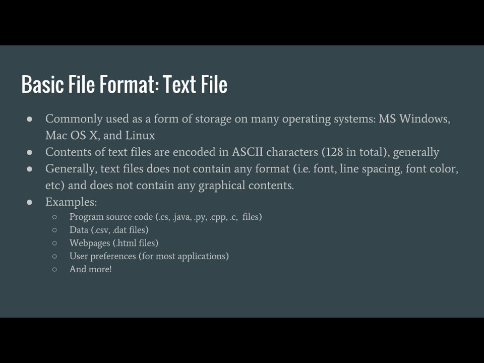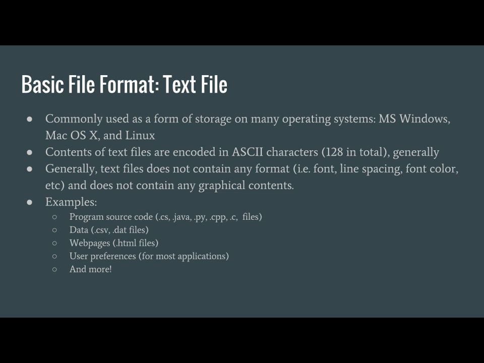For example, the programs that you have written so far, the .cs file, which is the C# program source file, and Java programs, Python, C, C++, and all the data you have, which are mostly in CSV, which is a comma delimited file, and web pages, those HTML files. If you ever notice that when you go to your web browser, you see something like .html as a text file. The web browser basically just interprets what is in HTML and shows the graphical part of it.